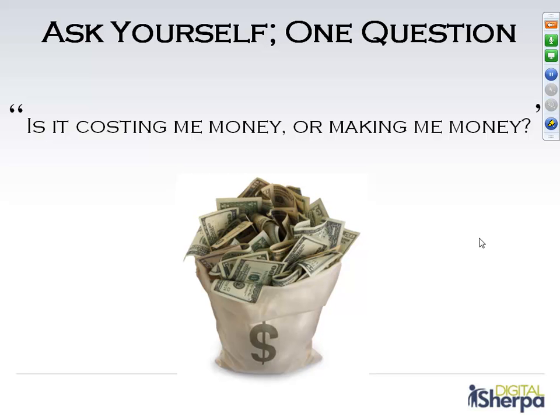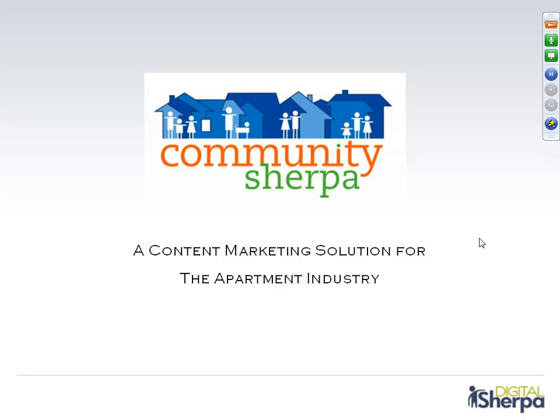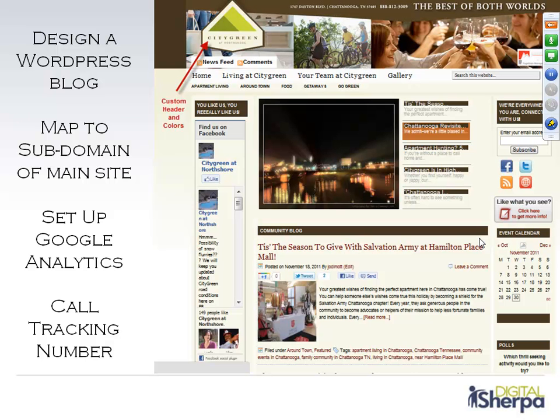So at the end of the day, you need to ask yourself one question. If I do this myself or hire someone to do it for me, is it going to cost me money or is it going to make me money? And if you feel like it's going to cost you money, then we have a solution for you. It's called CommunitySherpa, and it's a content marketing solution for the apartment industry. We were the first to enter the space, and we still are the largest. We manage almost 2,000 blogs for all types of businesses, and the largest percentage of them are in the multifamily housing space.